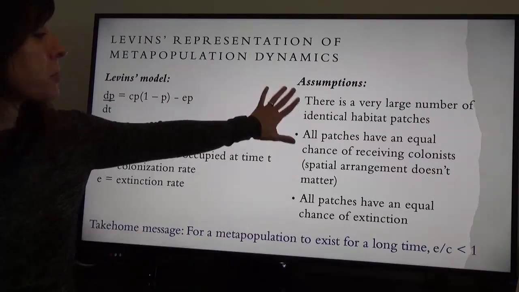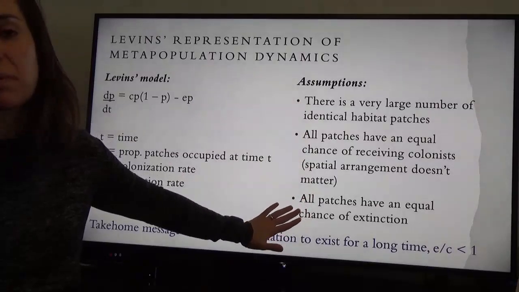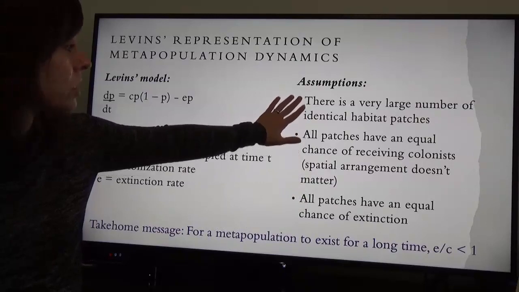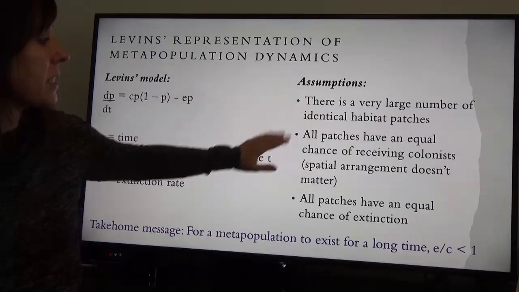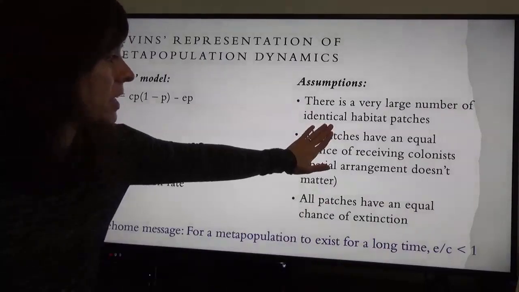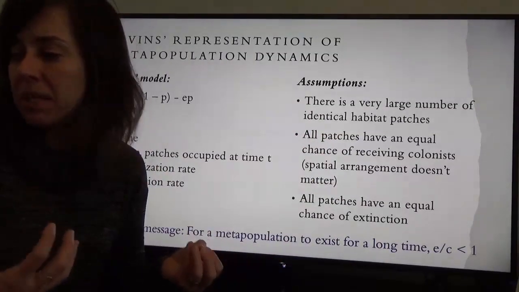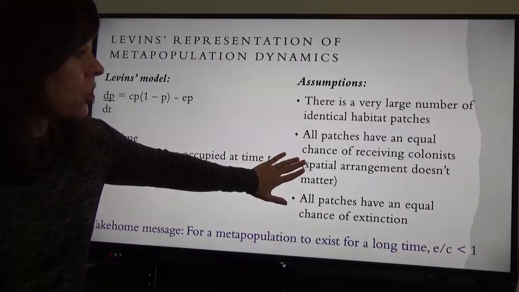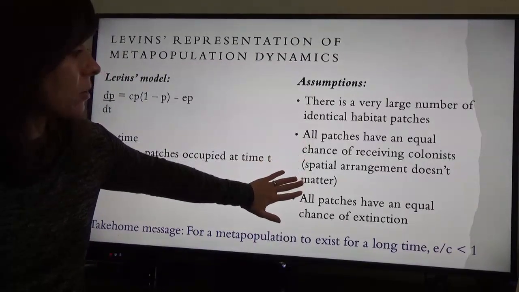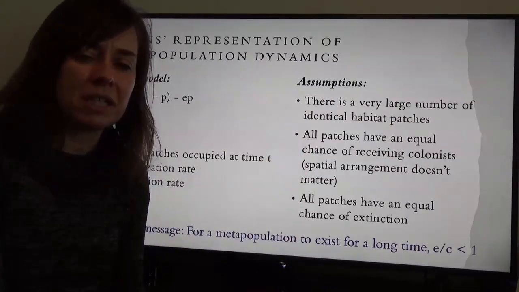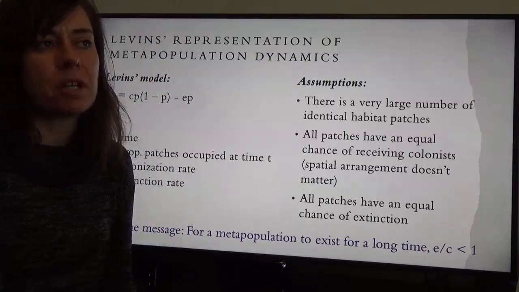Okay, so there are some assumptions, and we've already seen that these assumptions probably aren't always holding true in real life. In fact, frequently don't. So there's a very large number of identical habitat patches. So we've already talked about source-sink dynamics. So we know that in most cases, habitat patches will not be identical. Okay? All patches have an equal chance of receiving colonists, so the spatial arrangement doesn't matter. Again, and I'll show you some data on this, but we know this is probably not the case.